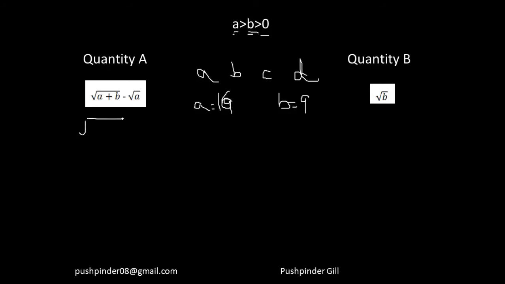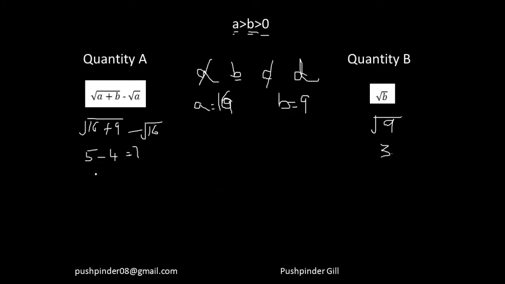That means this becomes root of 16 plus 9. Now you see why I'm choosing 16 and 9, because they are Pythagorean triplets. That makes your life really easy. And this is root of 9. So this becomes 5 minus 4, and this becomes 3. So this becomes 1 and this becomes 3. That means which is greater? Quantity B is greater than A. So A is gone and C is gone.